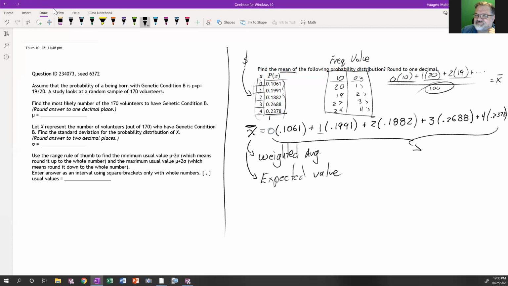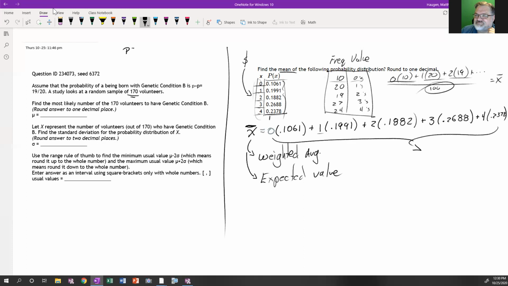Now, as we move on to 6.2, we're talking about binomial distributions. In binomial distributions, we're talking about yes or no situations. So for example, here, the probability of being born with a genetic condition is 19 out of 20. So that's our yes or no. You either have this genetic condition or you do not have this genetic condition. And our variable is how many of these 170 volunteers do we expect to have this genetic condition?